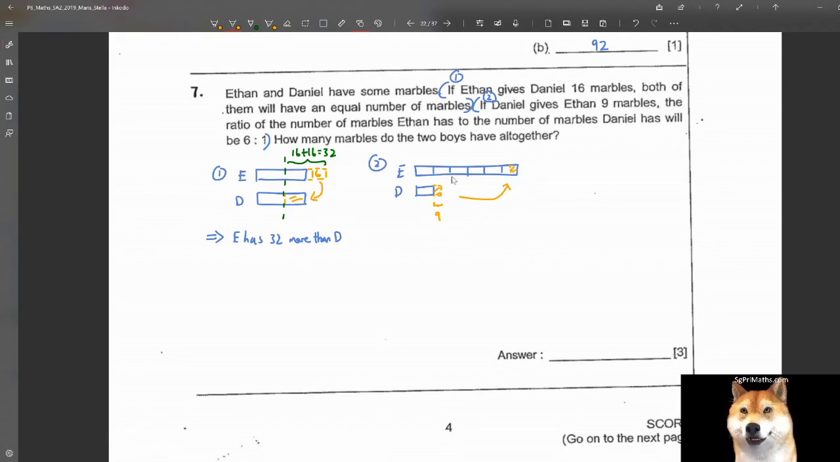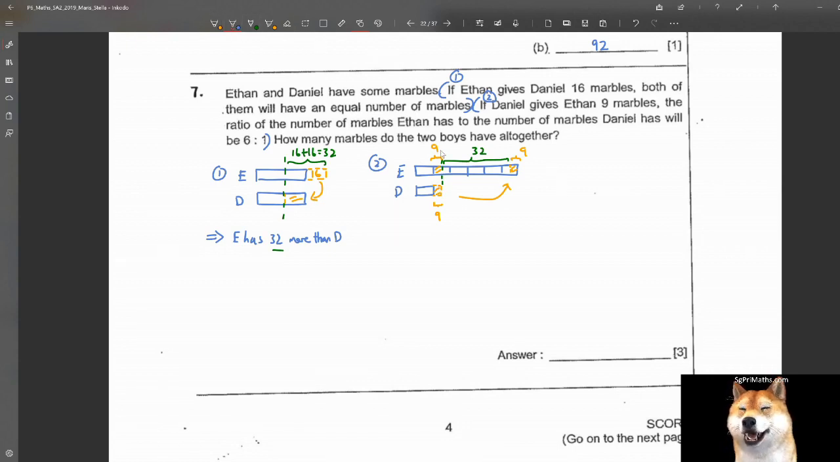But in the first place, we also know that Ethan has 32 more than Daniel. So comparing the original number of marbles they have at the start, which is here, until here, this is the amount that Daniel gives Ethan. So this is 32. Then looking at the model, we know this is 9, and this part here is also 9.